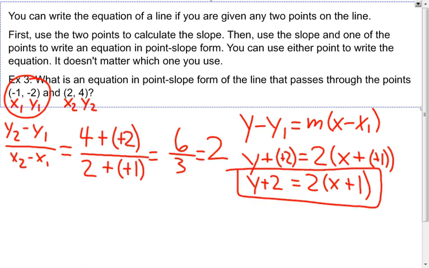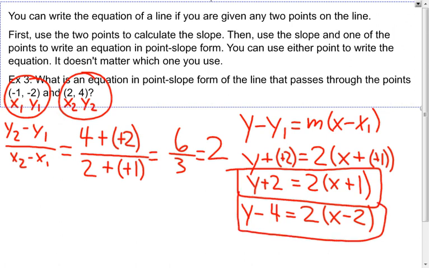That's if I plugged in the first ordered pair. Now I'm going to do the same thing, but I'm going to plug in the second ordered pair. So y minus the y value, which was 4. Slope is 2. X minus the x value, which was a 2. No algebra I need to do there, so there's my other possible answer. So when you're writing something in point-slope form, if they give you two different points, there's two different possible answers you could have. Okay, and they're both right there.